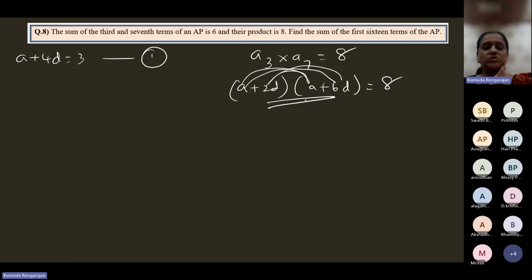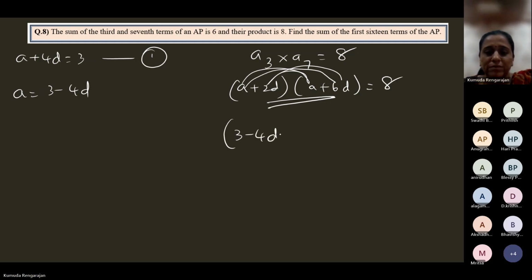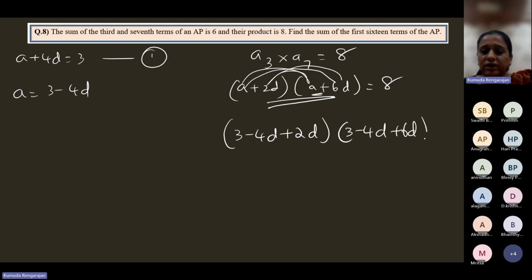So we have to use a substitution method. What is that substitution method? Go back to the first equation and write A is equal to 3 minus 4D. So now A is 3 minus 4D, so (3 minus 4D plus 2D) into (3 minus 4D plus 6D) is equal to 8. So what do you get? (3 minus 2D) into (3 plus 2D) is equal to 8.